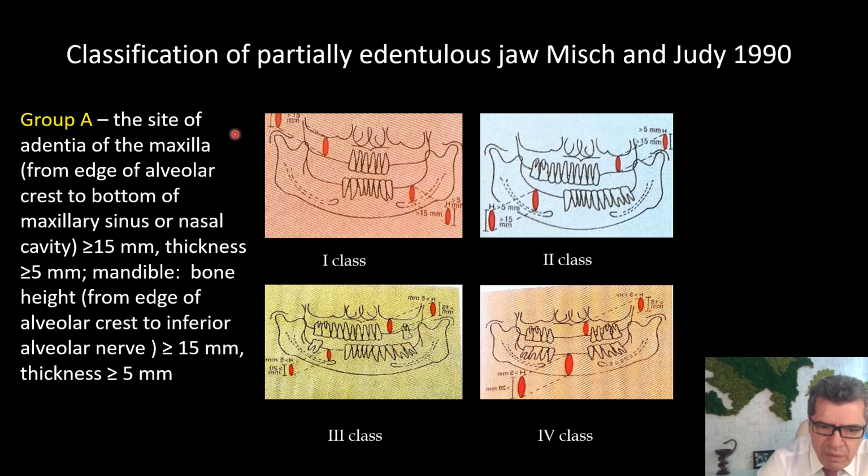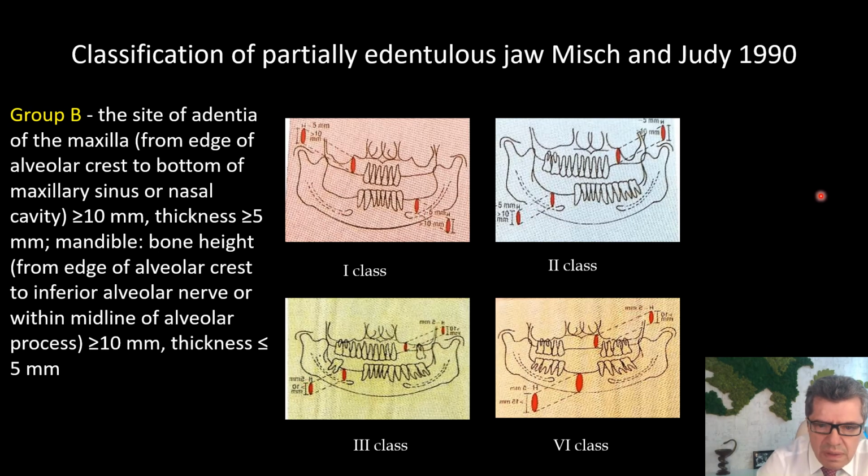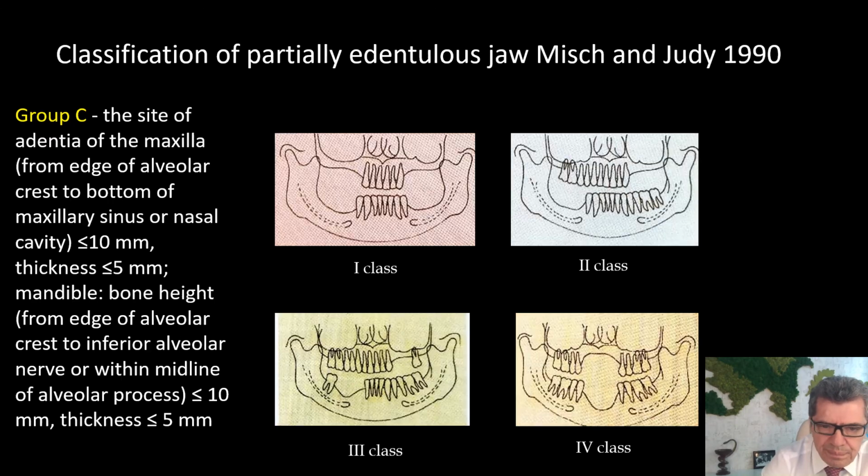In group A we have four classes. Here we draw all of the classes on the picture. In group B, we have the other size. Here the atrophy process is growing, and we can see the other measurement. And the same four classes for group B.